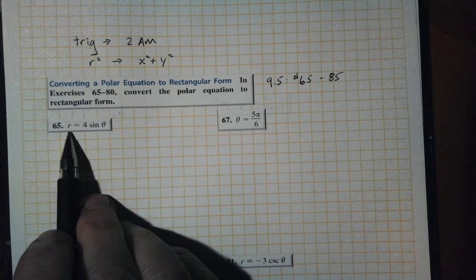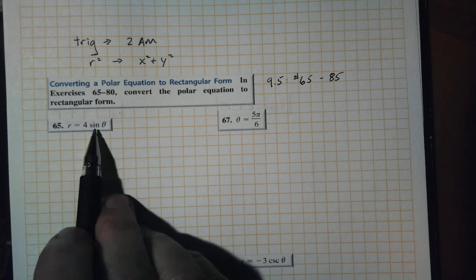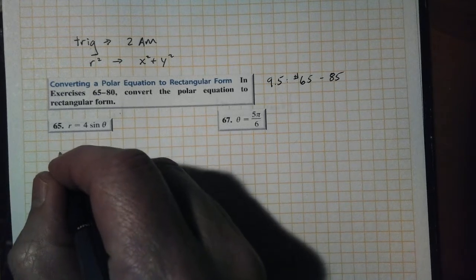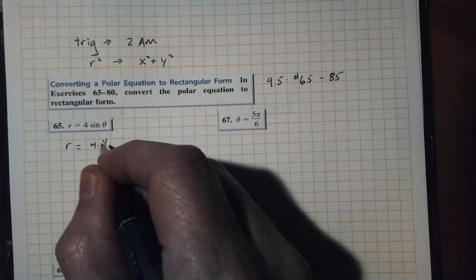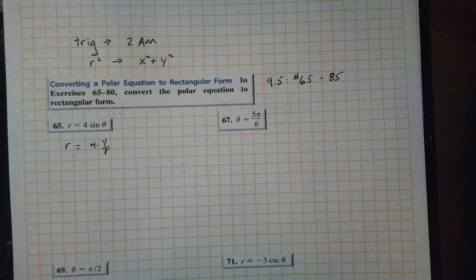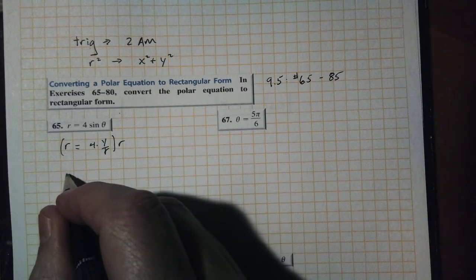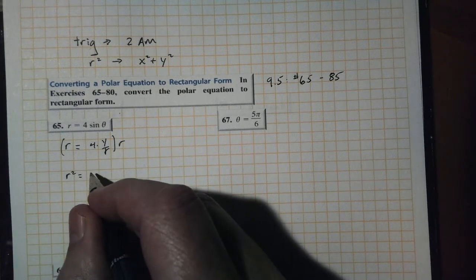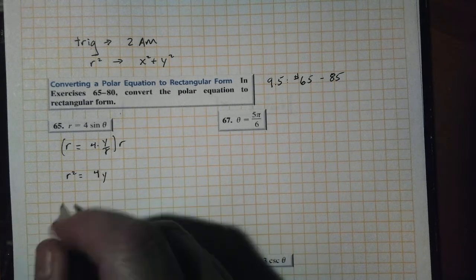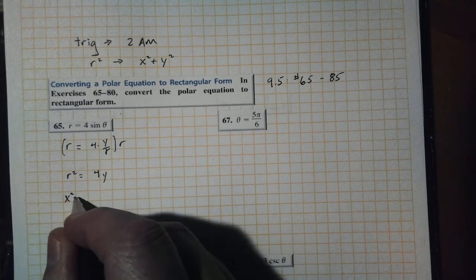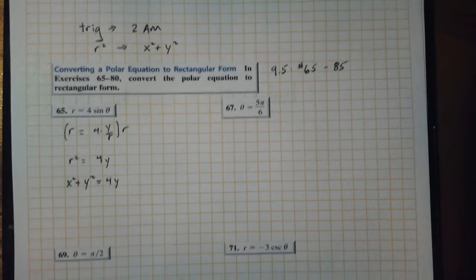They'll see a problem like 6.5 and they'll go ahead and just square both sides first to get that r squared. But let's deal with this sine first. So we're going to have r equals 4 times y on r. And now if I multiply both sides by r to get rid of this fraction, I get r squared equals 4y, or x squared plus y squared equals 4y, which really isn't too bad.